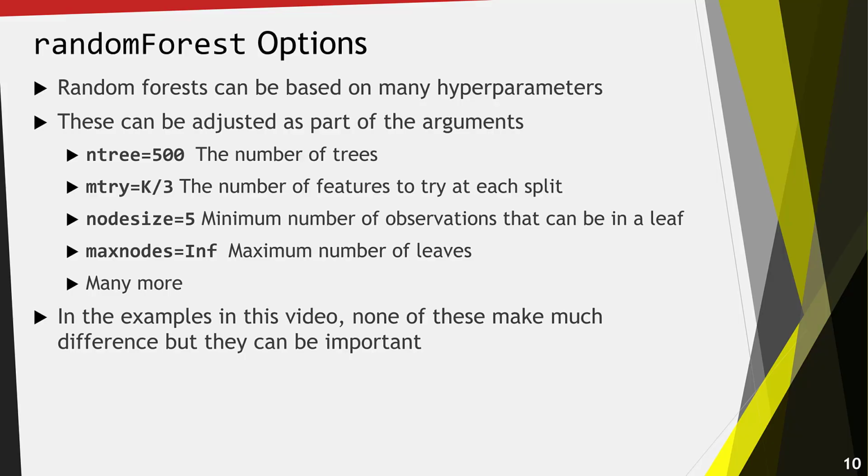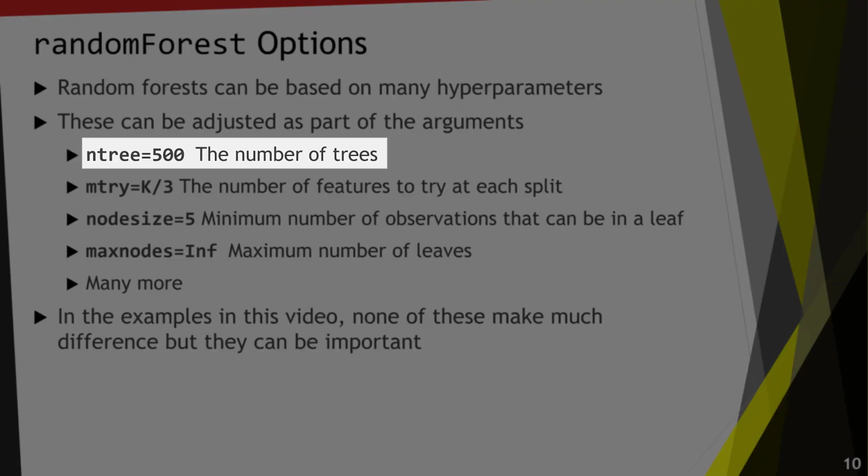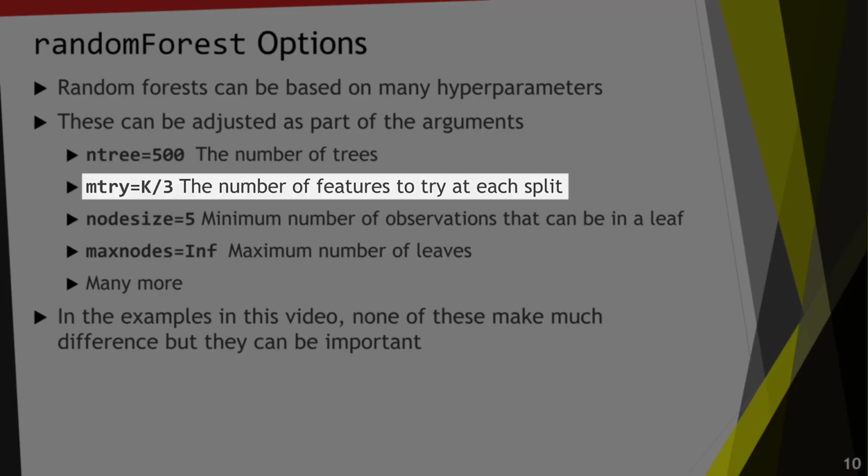You might remember from a previous video that random forests can be based on many hyperparameters. These can be adjusted as part of the arguments to the random forest function. I've shown a few of them here, along with their default values. First, and probably most important, is the number of trees. The default value in random forest is 500. You can change that using the nTree parameter. The mTry parameter defines the number of features that random forest is going to try at each split. This by default is the number of features you provided to the model divided by 3.